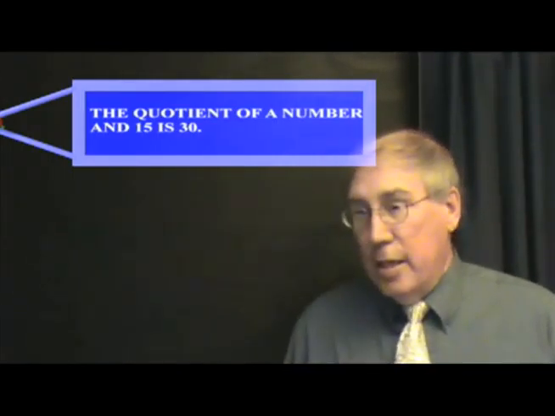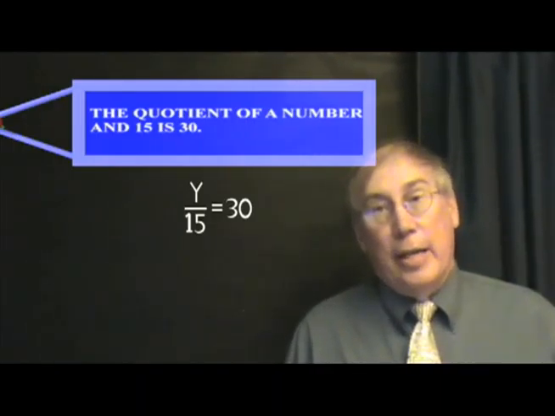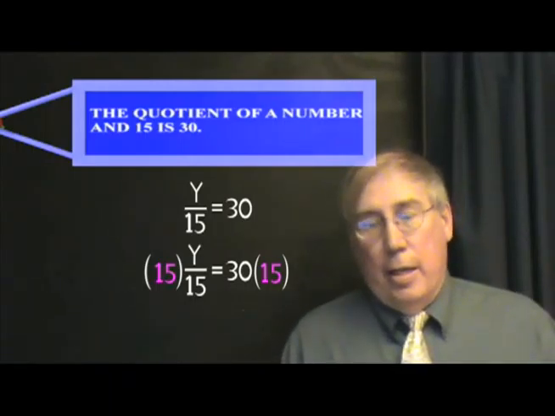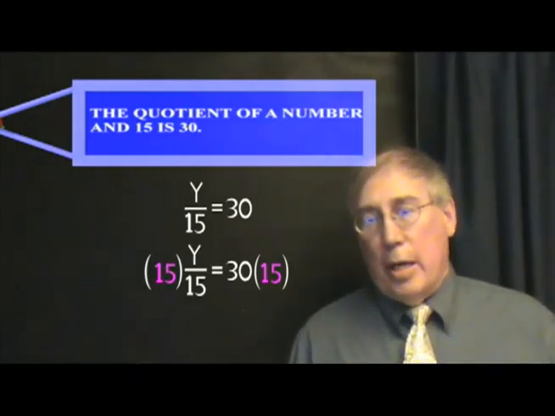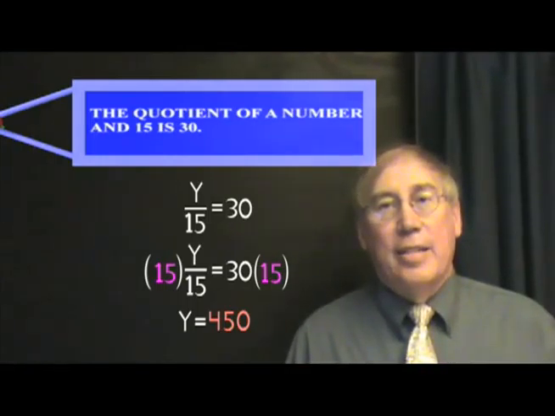The quotient of a number and 15 is 30. So in this case, we'll get y over 15 equals 30. Now we can multiply 15 times both sides to clear the fractions, and we get y equals 450.